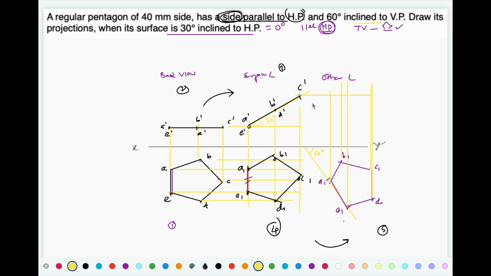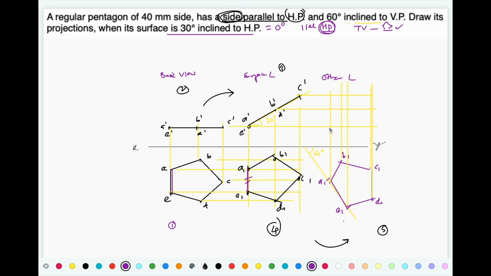Project all the points from the second front view and connect the intersection points. Okay, let me project this point also.